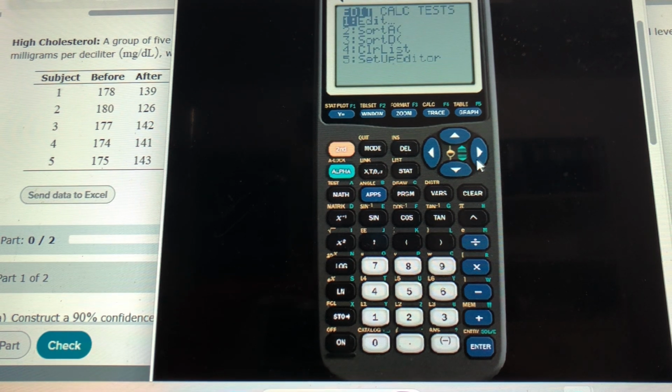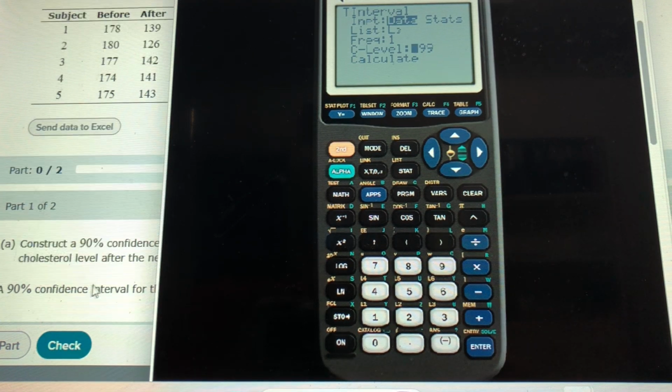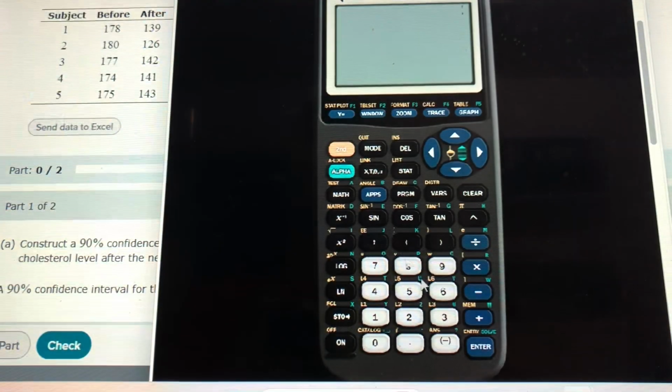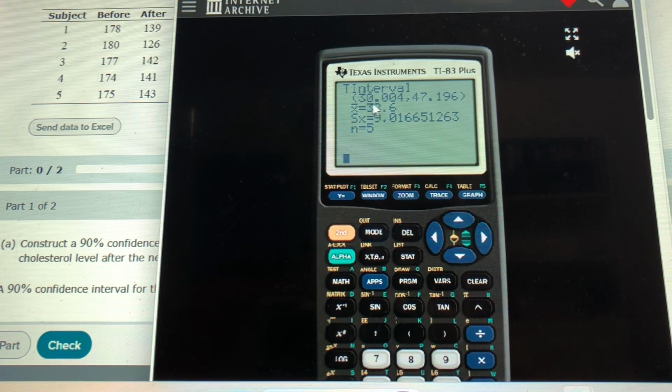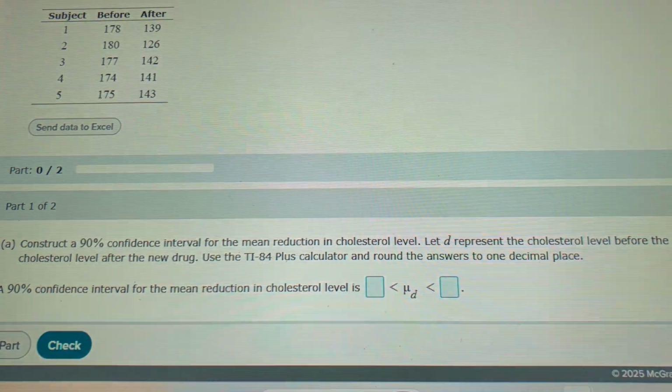So stat, tests, and number 8, T interval, and keep it on data, L3, 1. I got to change this to 90%, 0.90. Calculate. Round to 1 decimal place. 30.0, 47.2. This 1 will get bumped up to a 2. 30.0 and 47.2.